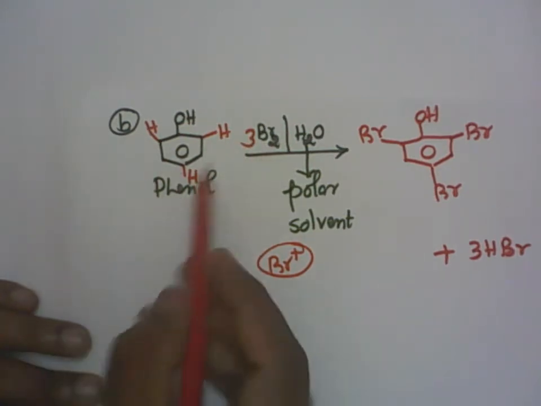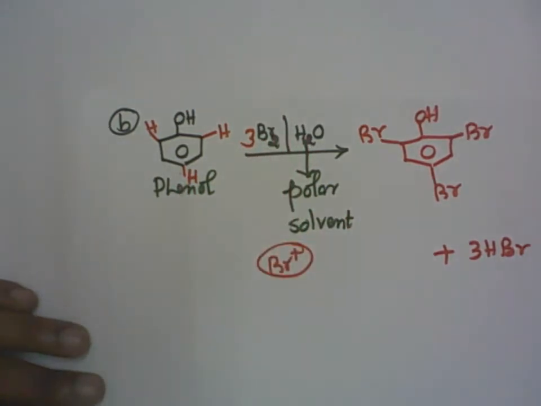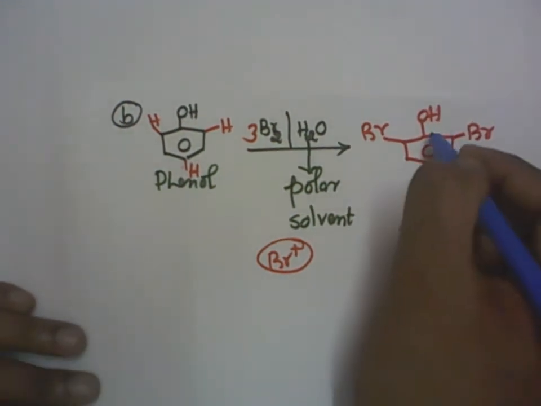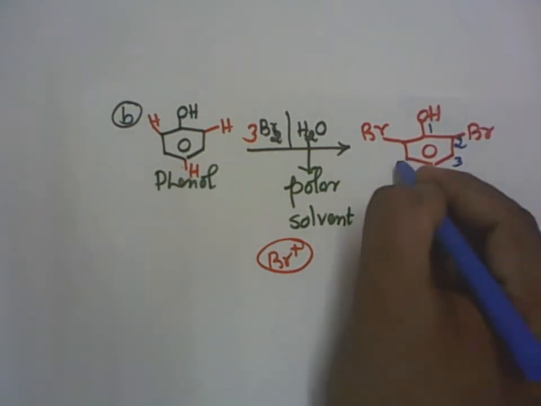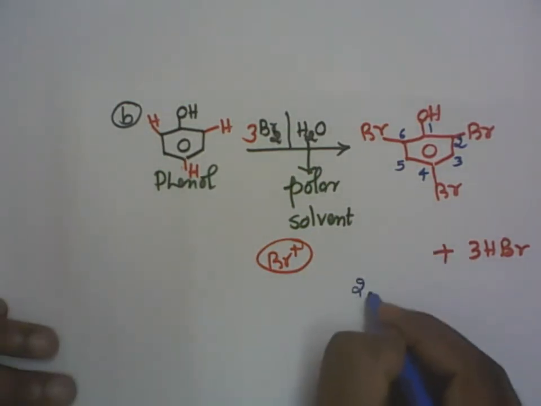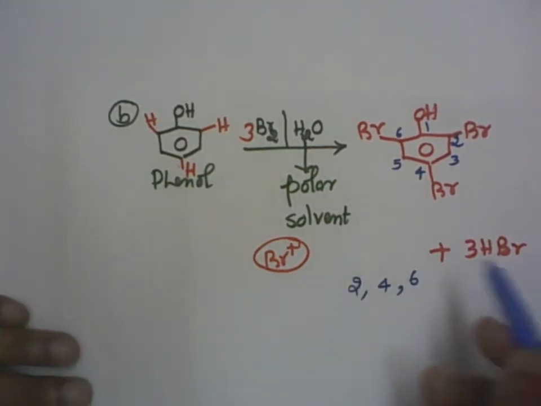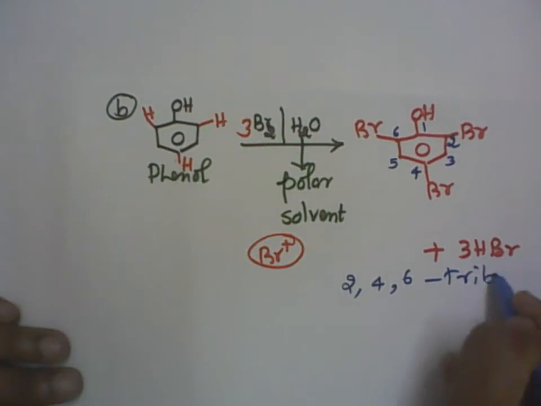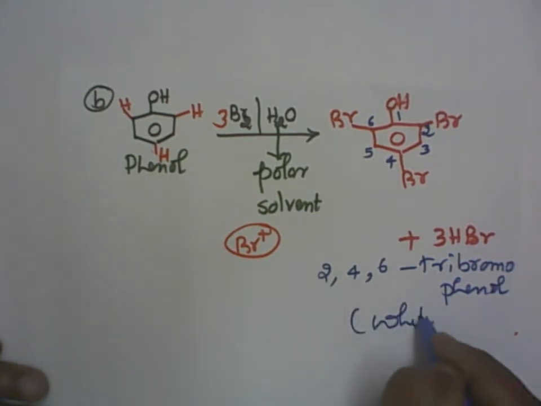Okay. So phenol reacts with the bromine water to give... Now name the product. Carbon number 1, carbon number 2, carbon number 3, carbon number 4, carbon number 5, and carbon number 6. Okay. So this is called 2, 4, 6 (between the numbers a comma should be there) tribromophenol.